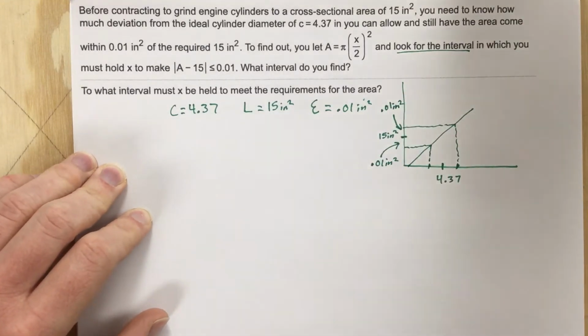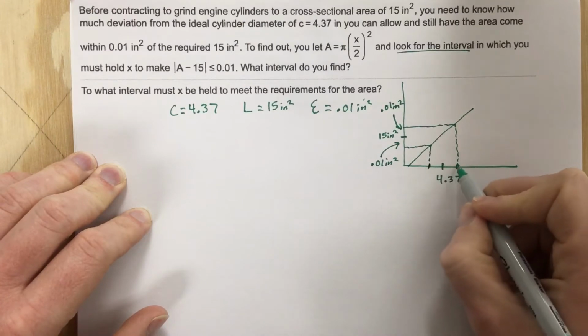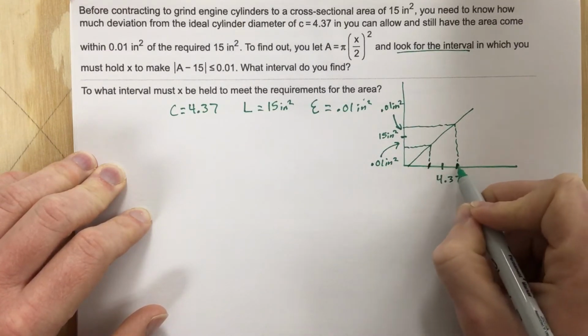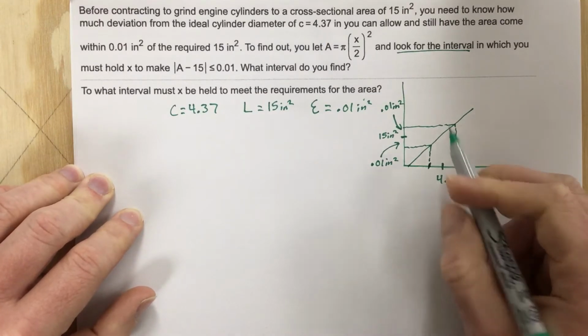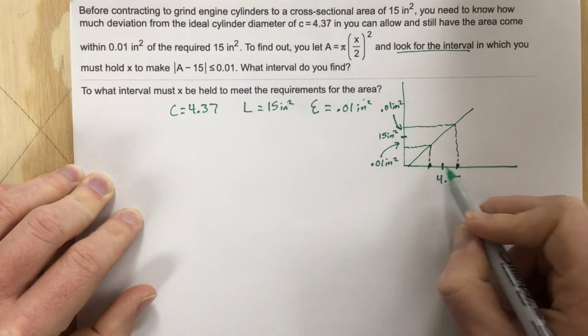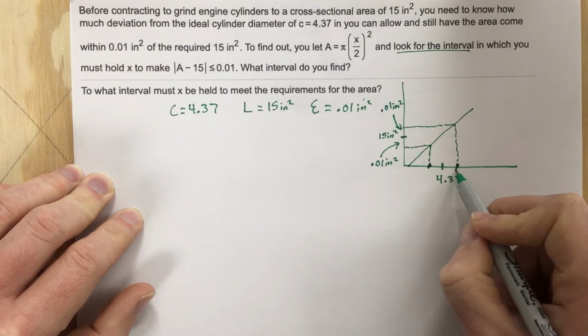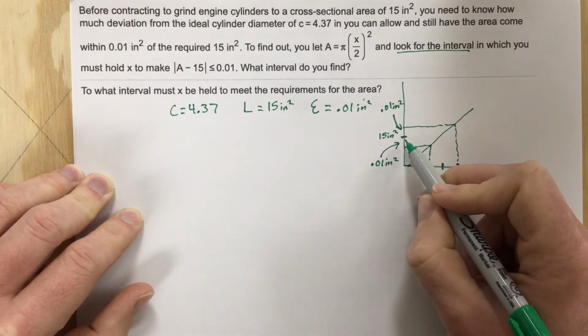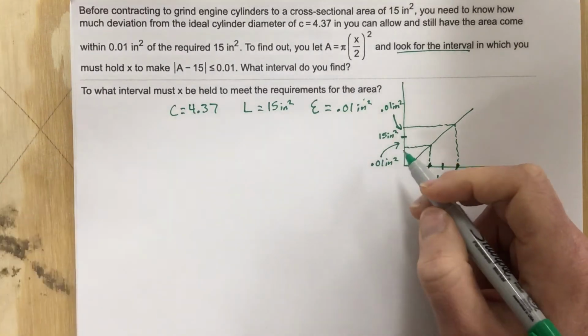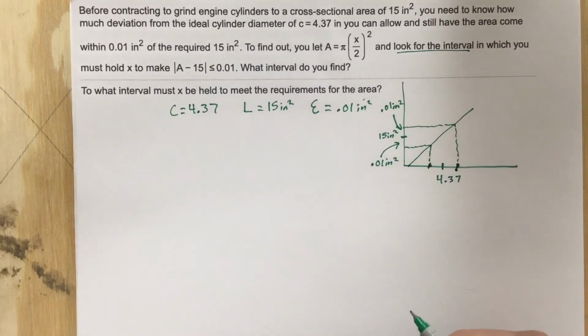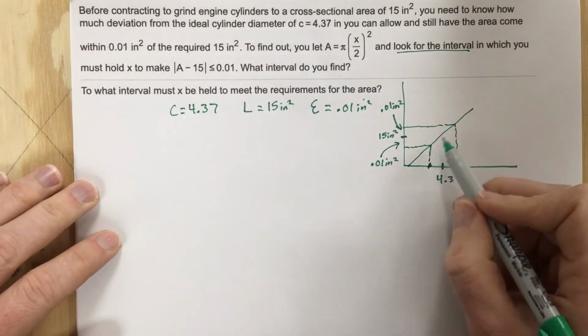So they're asking us to find basically the tolerance for our cut here, our diameter, right? The tolerance for our diameter that will keep us within an area of 0.01 inches squared of 15 inches squared, which is the area we need. Now, that's the conceptual piece.